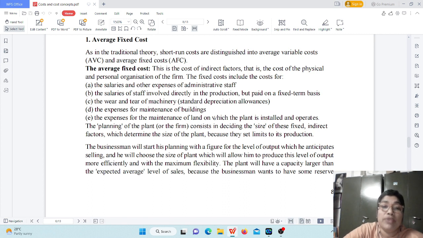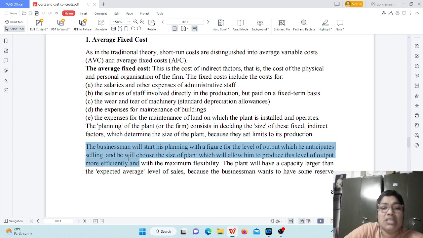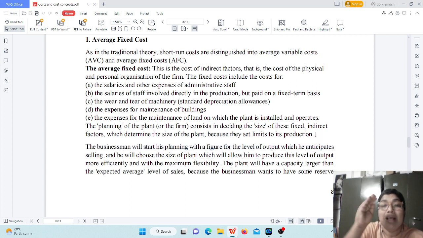Now, in order to see the shape of the average fixed cost curve, what will the businessman do? This is very important. The businessman will start planning with a figure for the level of output which he anticipates selling. That is his first planning. Then he will choose a size of plant. Size of plant means the size of that particular business venture.